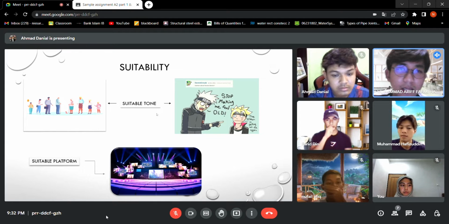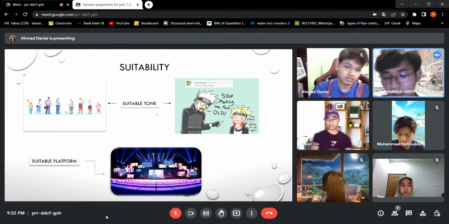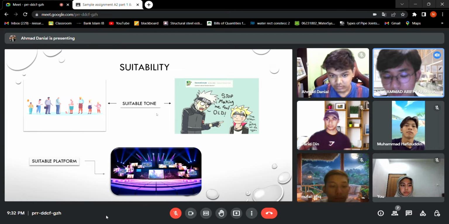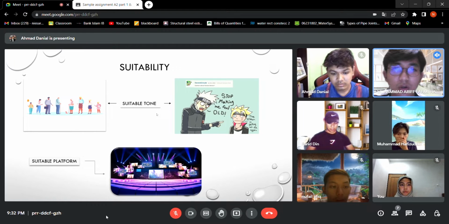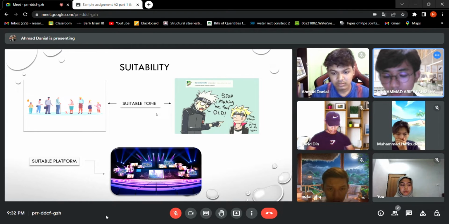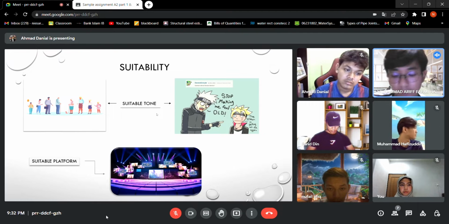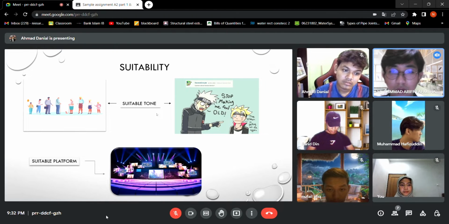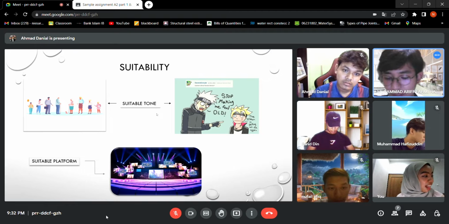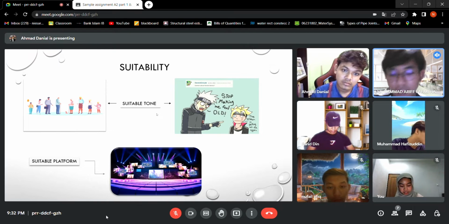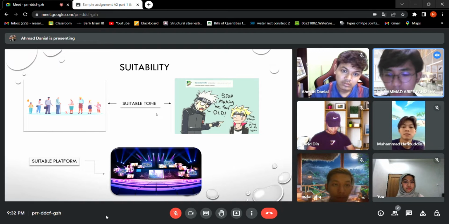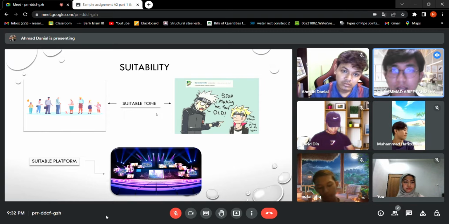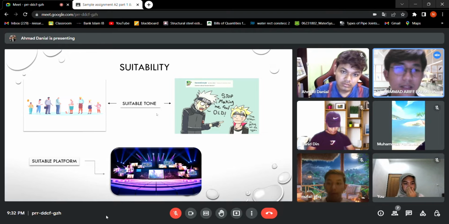For example, if there are kids in your audience, you don't have to be in a serious mood; put in some jokes to lighten up the mood in the hall. So the second one is suitable platform. Choose the right stage to do your speech. For example, if you talk about religion, don't do it in a nightclub or somewhere with so much noise, because they will feel uncomfortable about that, and you will not get the attention either.